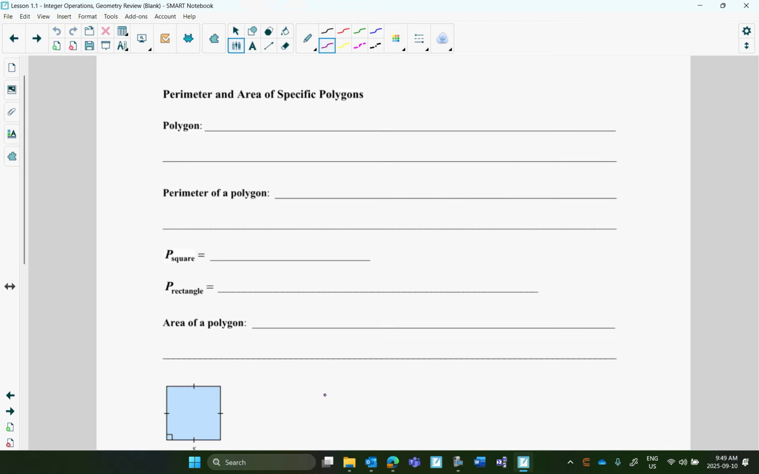Anybody? Can somebody give me an example of a polygon? Or how to draw one? Yes. Okay. So that's the polygon. Can somebody give me another example?